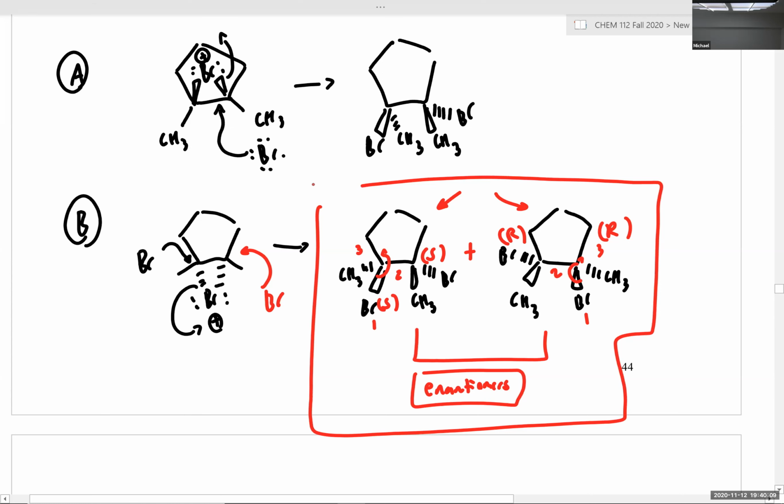That's why you always put plus enantiomer. But it's always important to check to make sure that the enantiomers are genuine enantiomers and that they are not identical.